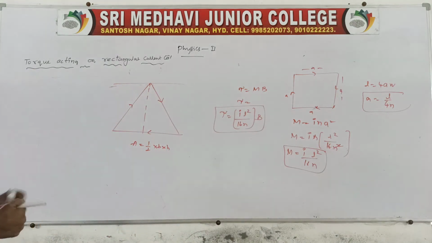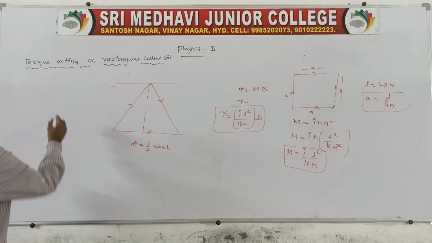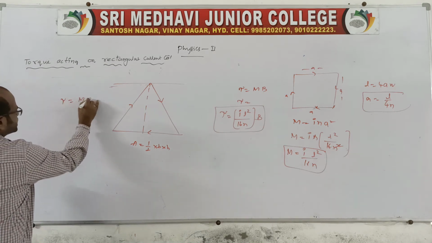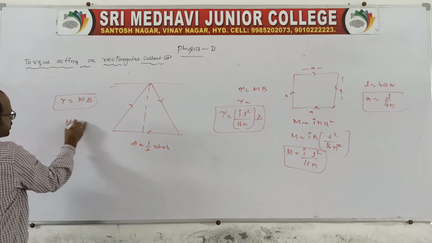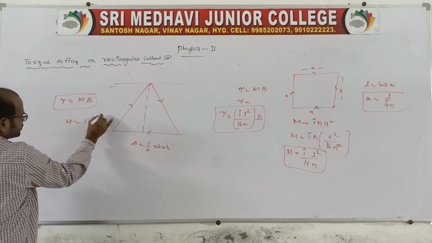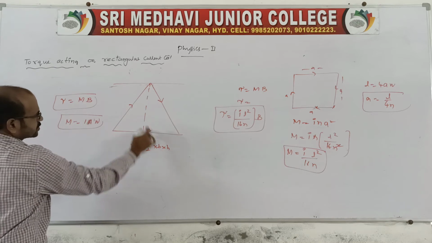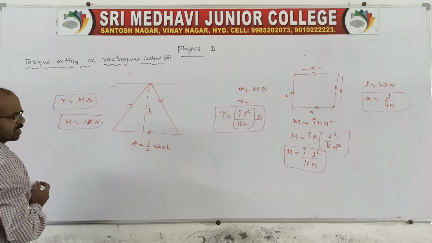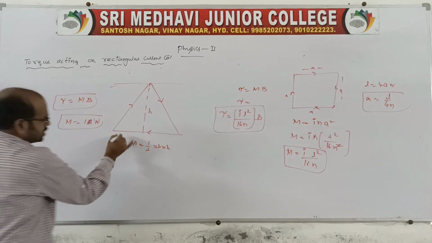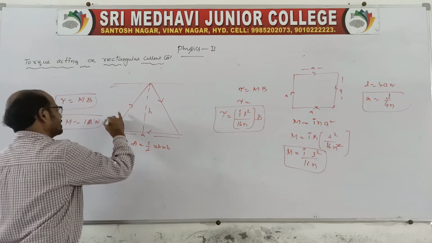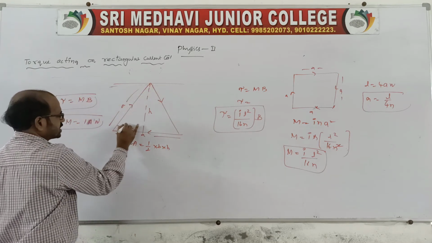In the same way you want to find this coil also. Yes, you take torque is equal to MB. Yes, we need to find M, that is I A N. Here A is nothing but half into base into height. This is height, right? Height we need to find because we don't know height. So you say this is A and it is also A. Then you say theta it is.